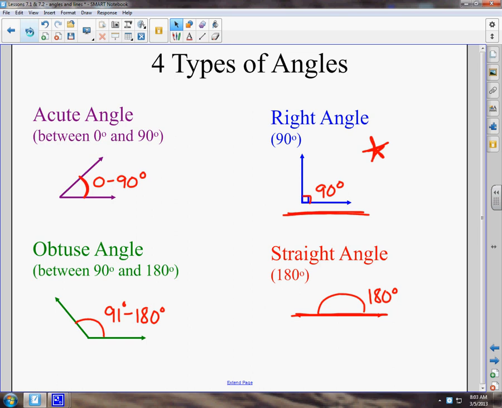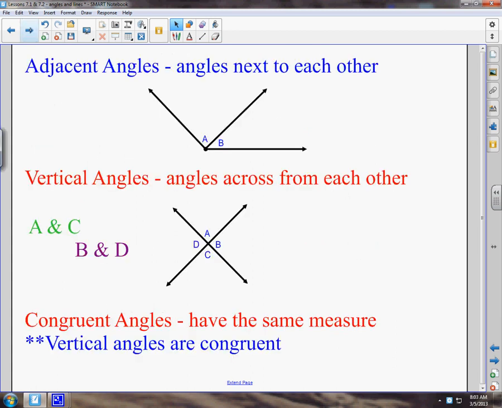So I always remember this by saying acute. Oh, it's little and cute. That's how I remember that angle is less than 90. And then obtuse is big and fat. Obtuse or obese, I don't know, is a big angle, so it's big and fat. And then right angle and straight angle, you kind of can just know what those are.